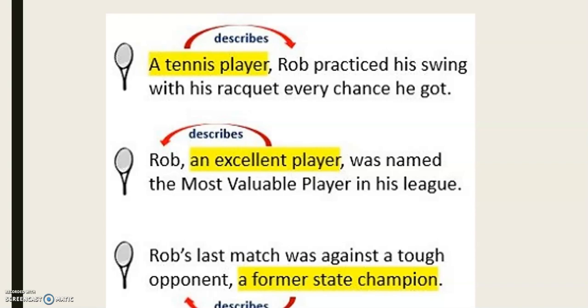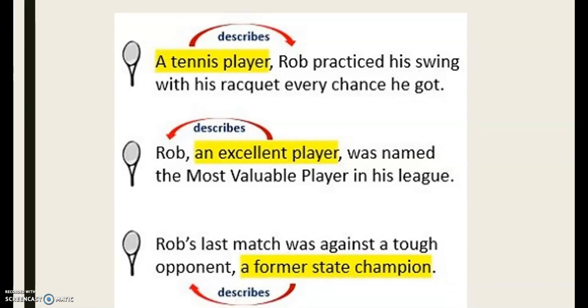In the last sentence, it says Rob's last match was against a tough opponent, a former state champion. We don't know who the opponent is, so they have clarified who the opponent is by adding this appositive, a former state champion.